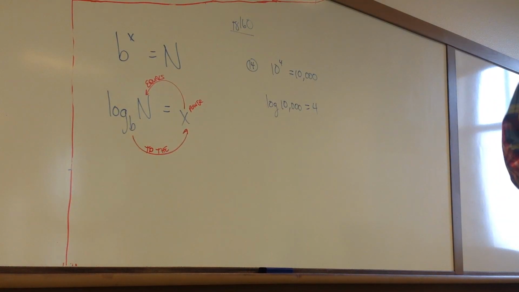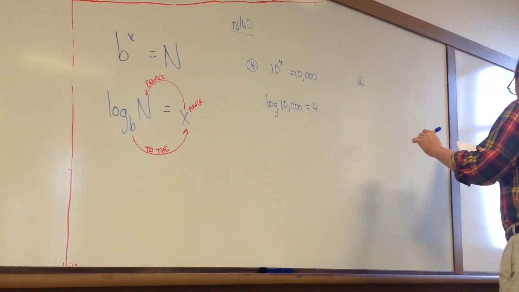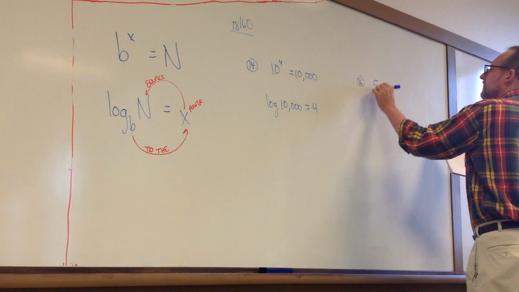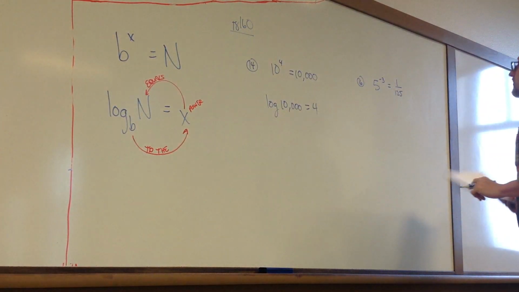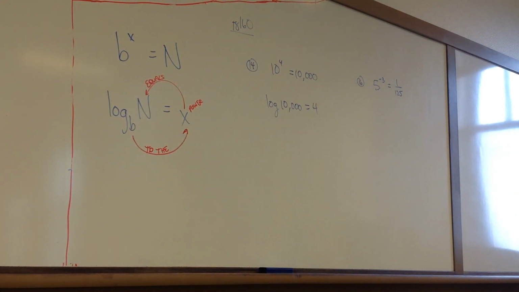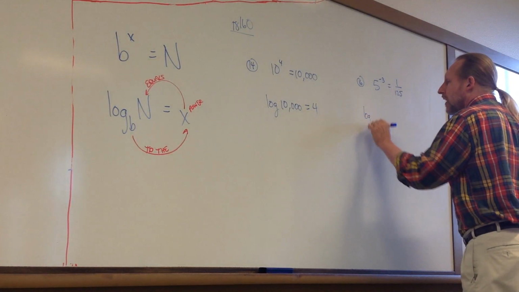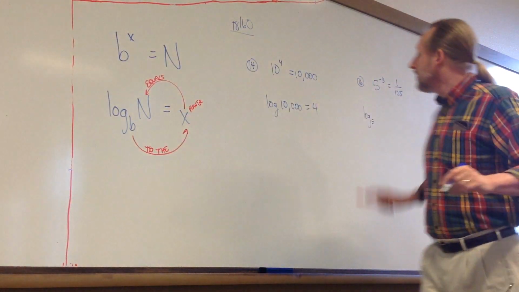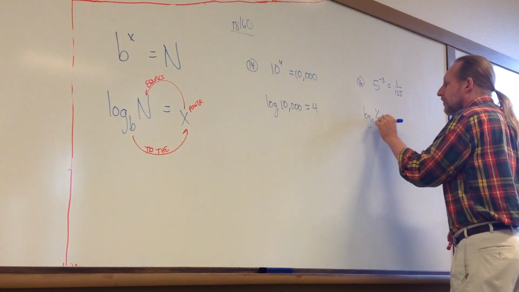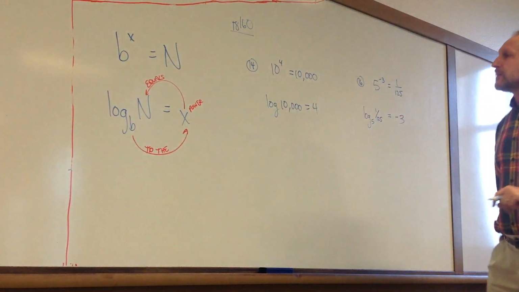Okay, let's see here. Problem 16. 5 to the minus 3 power is 1 over 125. So here we do have a base, right? Our base is 5, so this would be log to the base 5 of 1 over 125, equals the exponent, in this case, negative 3.